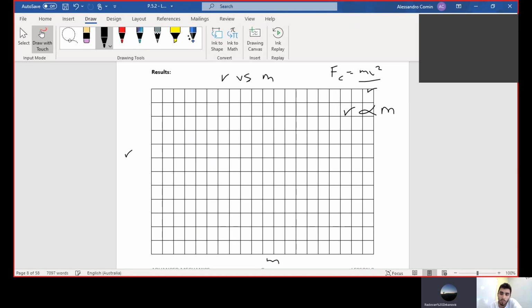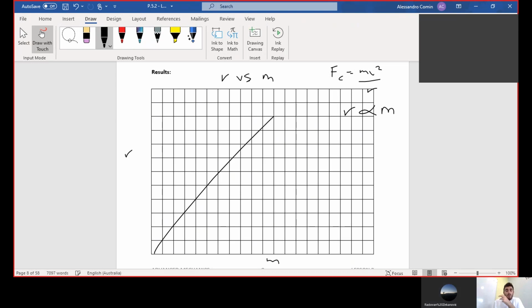So what will my graph be? Will it be a straight line or a hyperbola? A straight line, because as one increases, the other increases. Cool. So you're going to get a straight line like that. You might actually be assessed on this, because I was assessed on this in my first task in year 12.